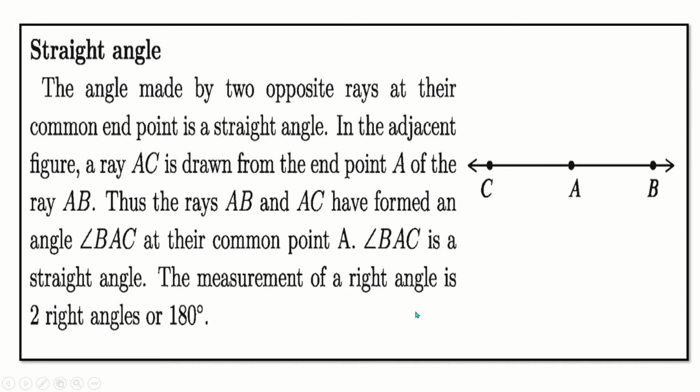The measurement of a straight angle is two right angles or 180 degrees. That means if an angle is 180 degrees or two right angles, that is a straight angle.